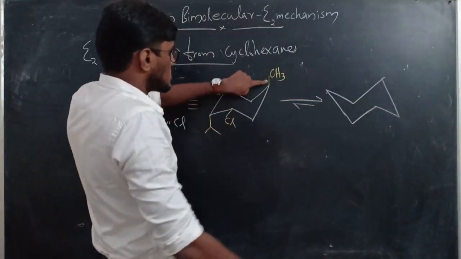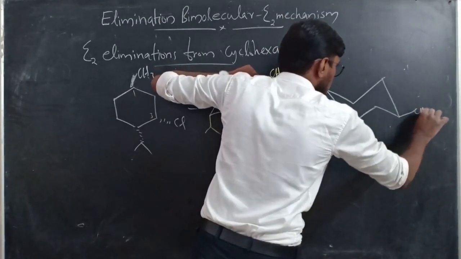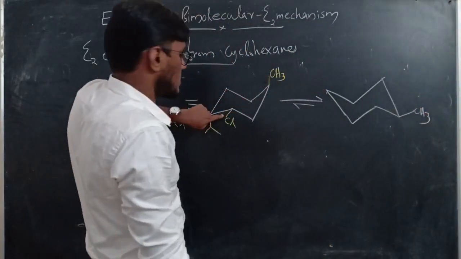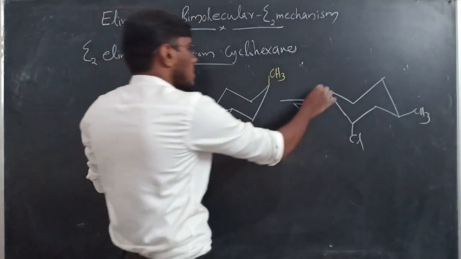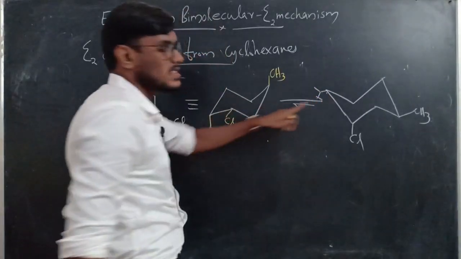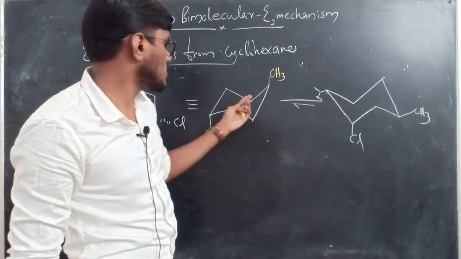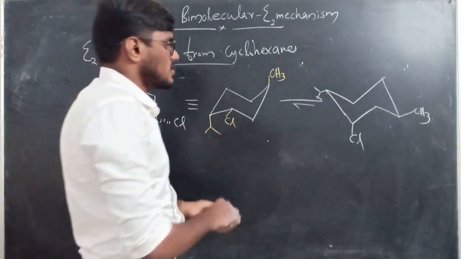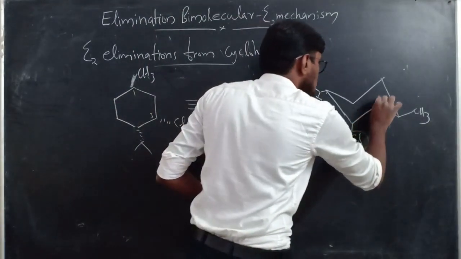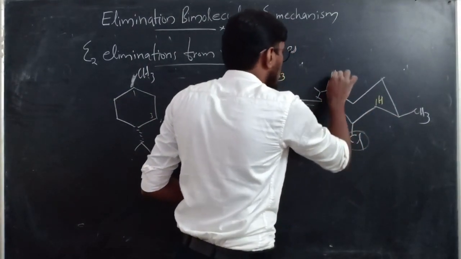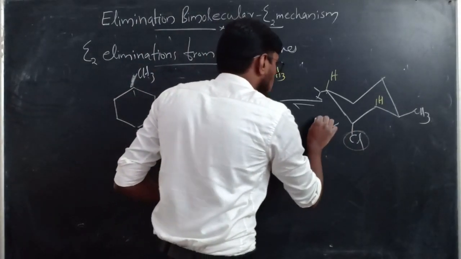This one, the axial one, becomes equatorial here, CH3, and the next one, here is an equatorial Cl, it becomes axial, and here the isopropyl group becomes equatorial. This is the stable chair conformation of this compound, neomenthyl chloride. Here is an axial chlorine, and here is an axial hydrogen, one of the axial hydrogens. So it eliminates by ethoxide.